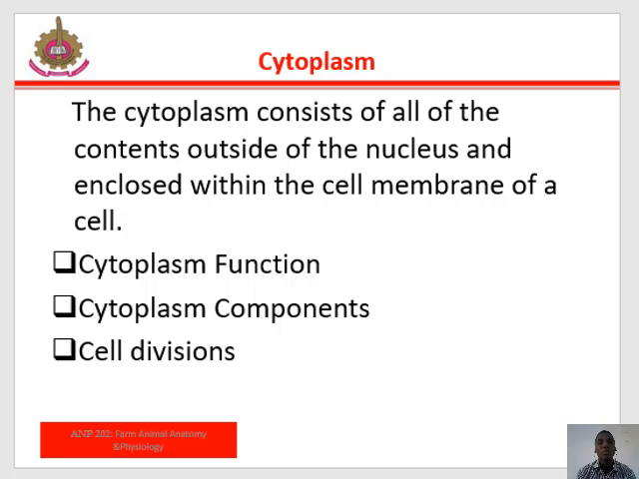Then we look at the components of the cytoplasm. In a prokaryotic cell that does not have a membrane-bound nucleus, the cytoplasm consists of all the contents of the cell inside the plasma membrane. Then in eukaryotic cells, such as plant and animal cells, the cytoplasm consists of three main components, which are cytosol, organelles, and various particles and granules called cytoplasmic inclusions.